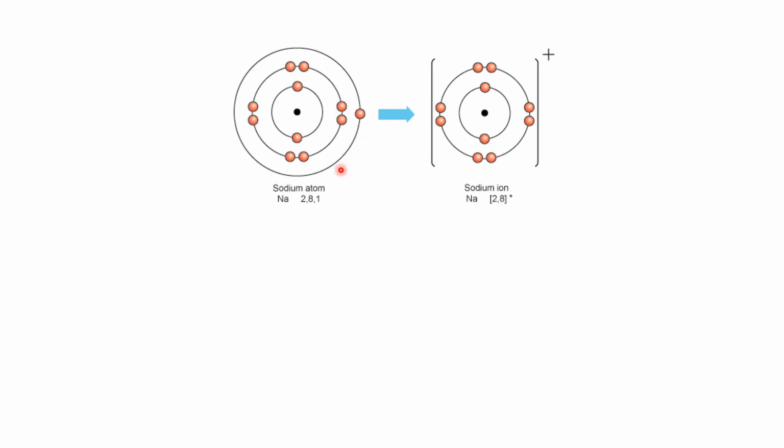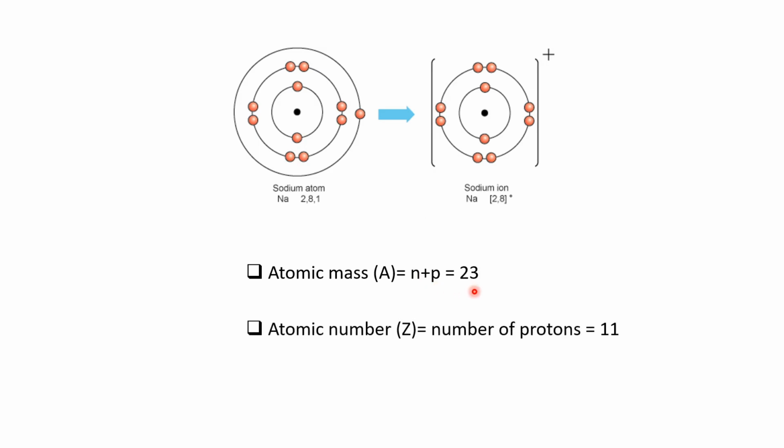Okay, so in the neutral state, the number of electrons and the number of protons are the same. But in the charged state, the number of electrons and the number of protons are not the same. The number of protons is the same in both the sodium atom and the sodium ion, because when the electron has left the atom, the protons still remain the same. So here the atomic mass is the number of neutrons plus protons, which comes up to be 23, and the atomic number is the number of protons, which is 11.